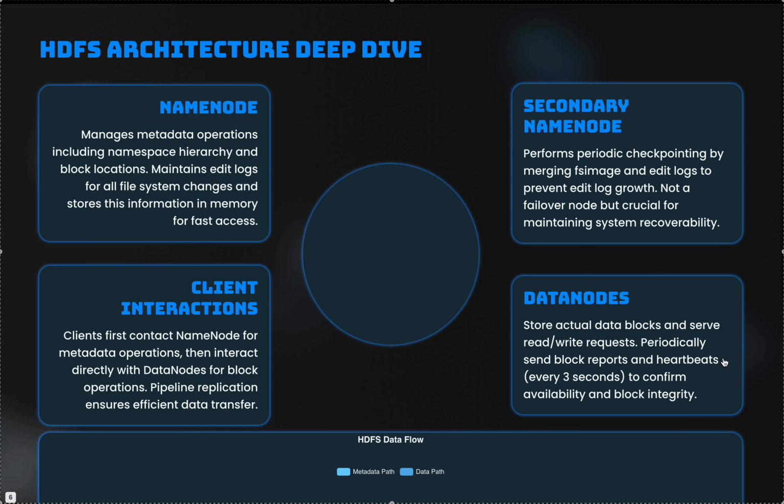HDFS architecture deep dive. This slide explains how HDFS internally works. It has two main components, name node and data node. The name node is the master that stores metadata and manages the file system. Data nodes, the workers, store actual data blocks. When you upload a file, it is split into blocks, replicated and distributed across data nodes. Even if a node fails, HDFS recovers data from replicas. That's how fault tolerance is achieved.